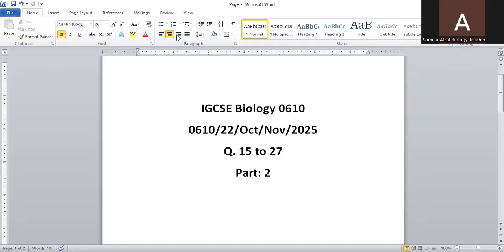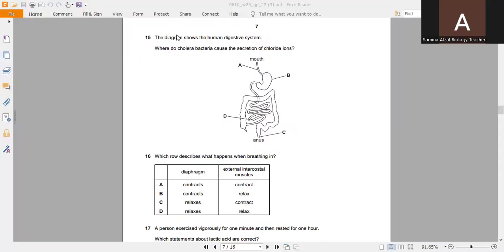So question number 15 is: the diagram shows the human digestive system. Where do cholera bacteria cause the secretion of chloride ions? Now they have labeled 4 parts of the digestive system. A is esophagus, and B is stomach, and C is anus already labeled, and D is the small intestine.